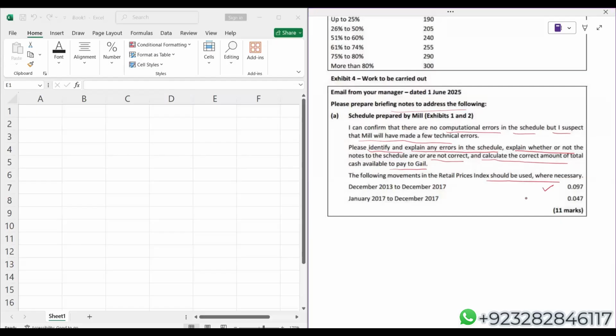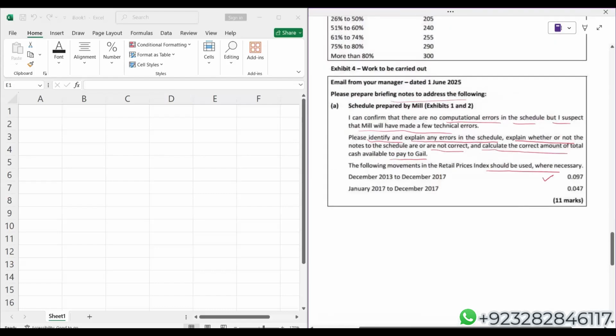Normally, if your examiner gives you the indexation factor, it's a hint towards a capital gain calculation. Number two, within the organization of companies, when there's a capital gain calculation, indexation allowance is available if the company has bought the asset before December 17. Then if that asset is sold either before or after December 17, indexation allowance is available till December 2017. But after 2017, no more indexation allowance.